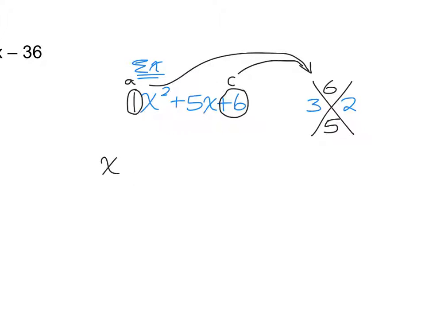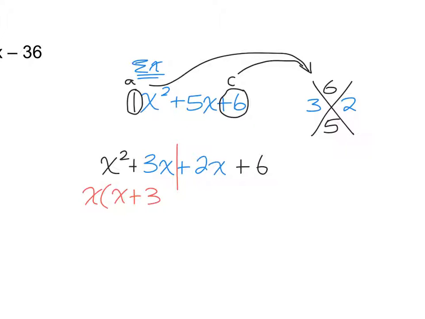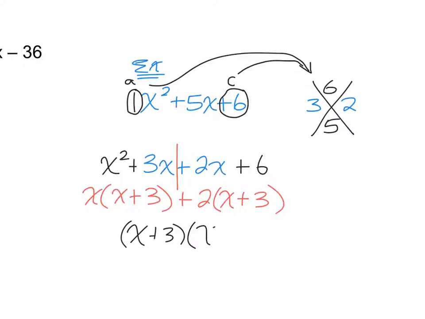So we'd be looking at x squared plus 3x plus 2x plus 6. Partition it down the middle. Pull out your GCFs. Factor out the x plus 3. And you get an x plus 3 times x plus 2.